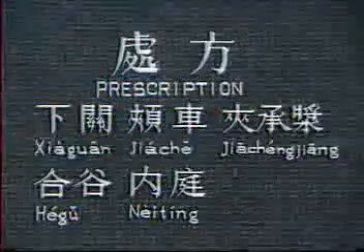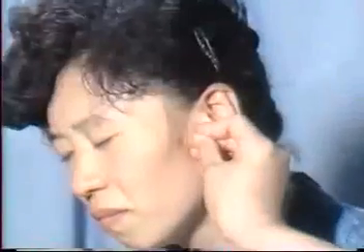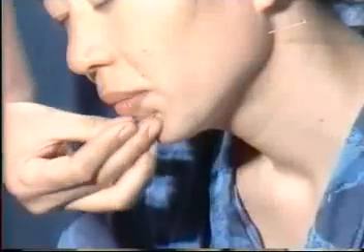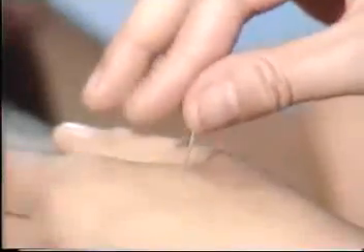After routine sterilization, puncture Xiaguan, stomach 7, Jiache, stomach 6, and Jiachengjiang, extra point, to dispel the wind and heat and regulate the meridians. Puncture Hegu, large intestine 4, and Neiting, stomach 44, in the same way as was done with upper jaw pain.